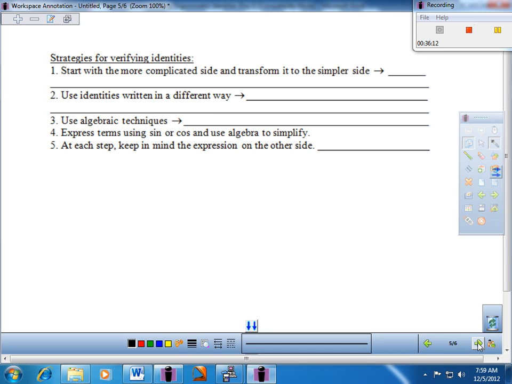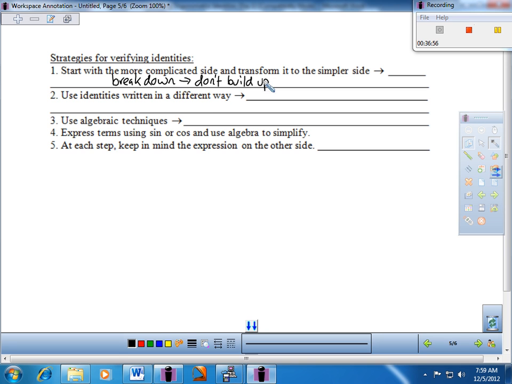Strategies for verifying identities. What I would say is, generally speaking, you want to start with the more complicated side and transform it to the simpler side. Most definitely. You'll hear me use this phrase a lot as I'm helping you with these. You want to break the expression down, not build it up. It's easier to simplify things mathematically than to make them more complicated. So break them down, don't build up. That's sort of the layman's terms what that would be. So start with the more complicated side and make it simpler.